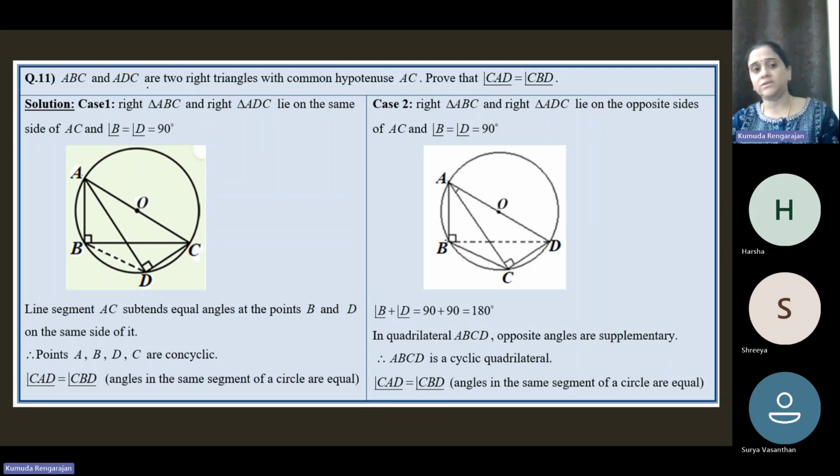ABC and ADC are two right triangles with a common hypotenuse AC. Prove that angle CAD is equal to angle CBD.